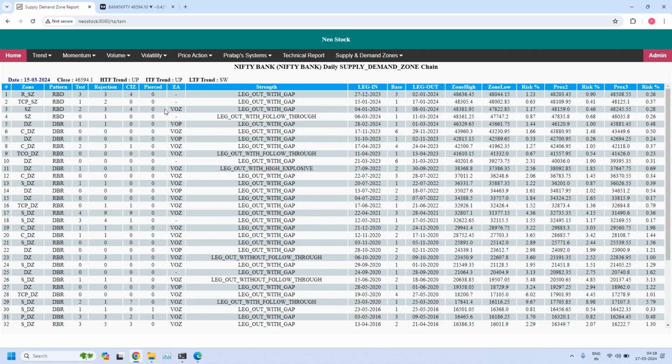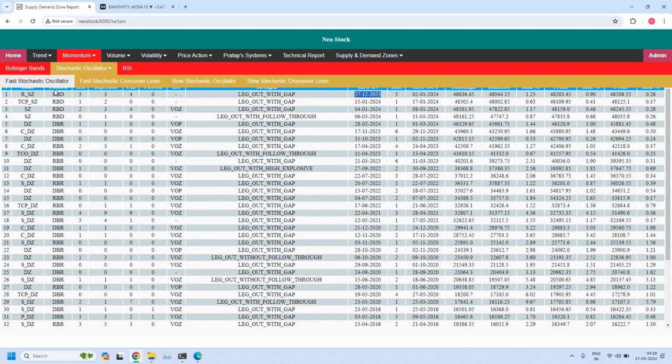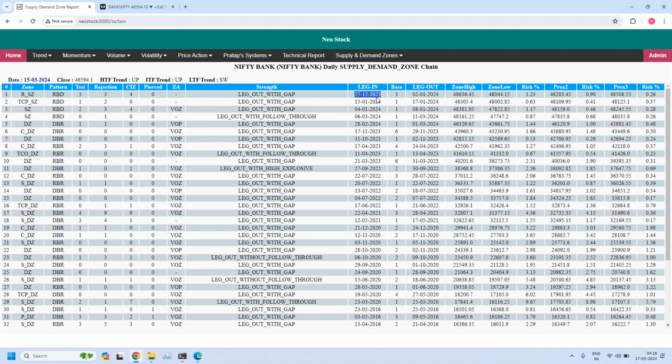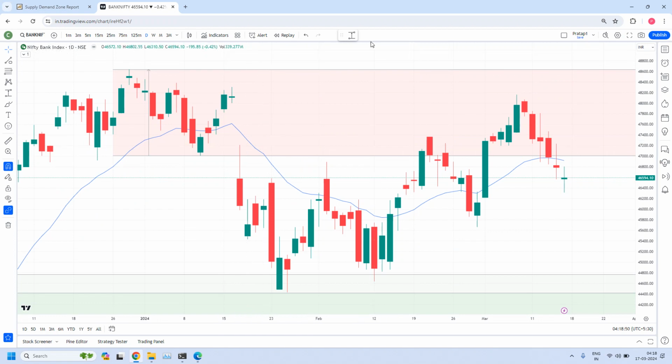So what is this high liquidity supply zone? Already it is tested 3 times. 27/12/23, after that 3 base candles. Let's go to the daily time frame. This is the 27th December, these 3 base candles and a drop candle. Here we have a high liquidity zone, a high liquidity daily supply zone.